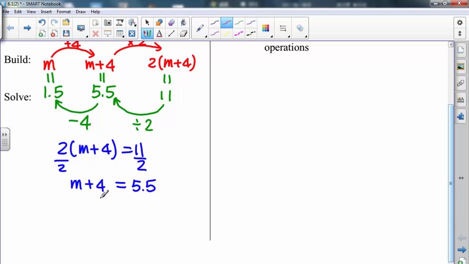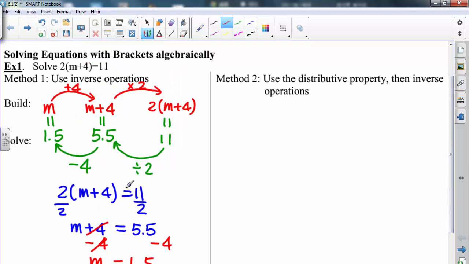We know how to solve this equation from the first part of 6.1 already. We isolate m from the plus 4. We subtract 4 from both sides. So m equals 5.5 minus 4, and these two cancel out. So it's 1.5. So when we solve an equation with brackets, we do not remove the brackets first. We divide both sides by the constant in front of the brackets. Then we solve for the variable in the brackets.